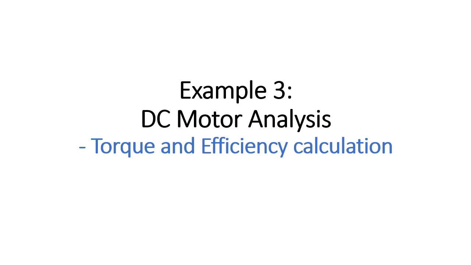Hi, this is the third video from the series of examples on DC motor analysis. If you haven't watched the first video, please find example 1. It's on the no load speed of the DC motor. Example 2 carries on to look at the speed of the DC motor at a certain current condition. And in this video, example 3, we will look at how to calculate the torque and efficiency of a DC motor for a given line current. So let's proceed with the video.